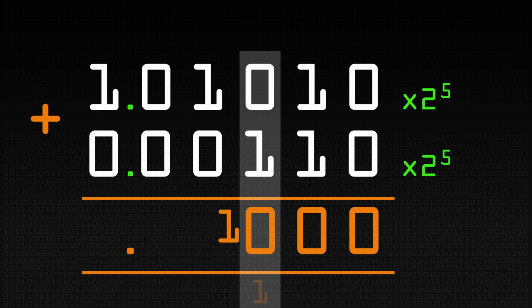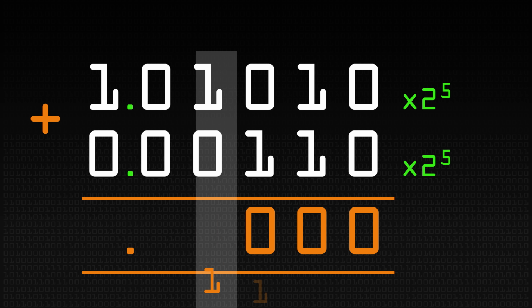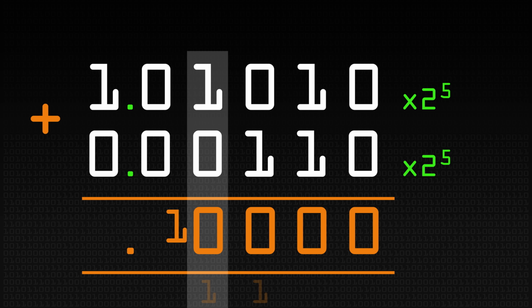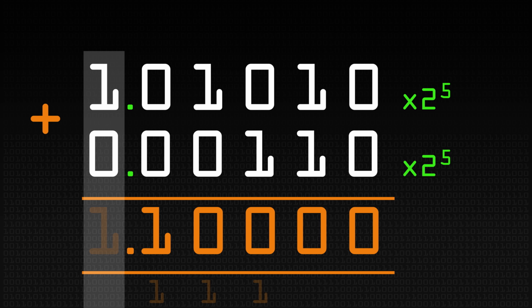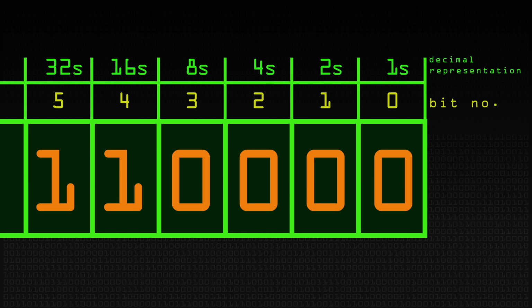0 plus 1 plus 1 is 0, carry 1. 1 plus 1 is 0, carry 1. 0 plus 0 plus 1 is 1. 1, 2 to the 5. And then we ended up here times 2 to the 5, as I've added 6 onto 42, and I've got 48 as a result. So it's done the maths, and I could write that back now.